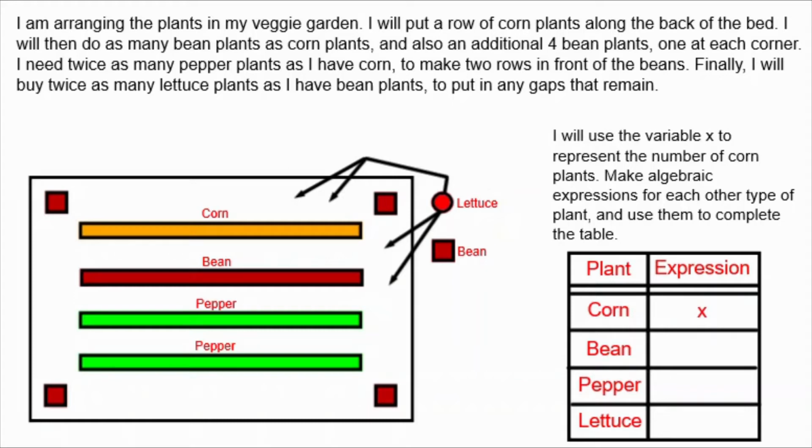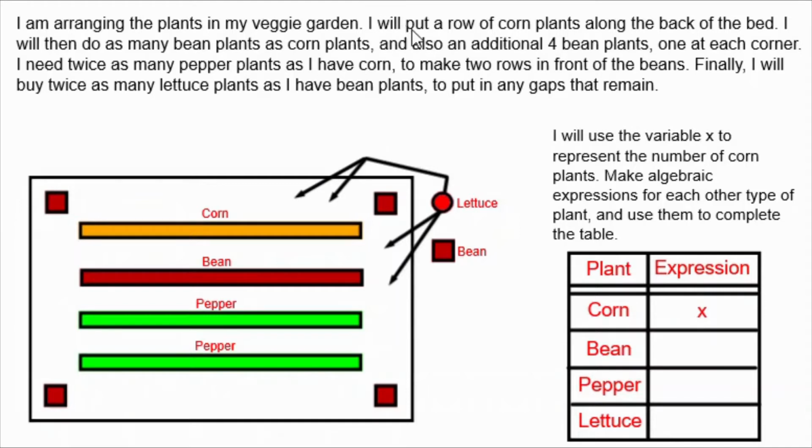Today's daily dose of math is a situation where we are being asked to use algebraic expressions to represent an unknown number. The situation is about a veggie garden and is shown in this diagram. The information is in this paragraph.